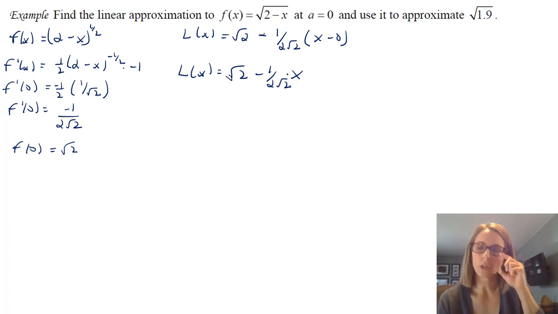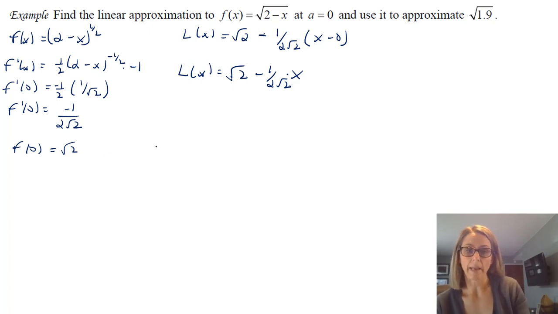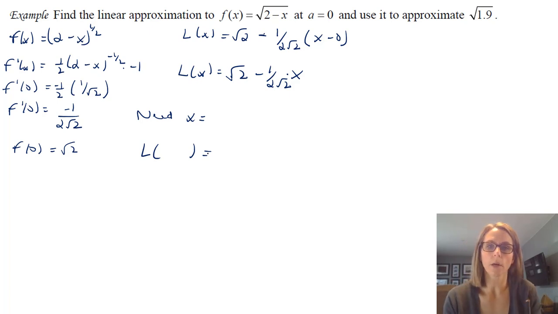And then our job is to use it to approximate the square root of 1.9. Now here is the slight difference between what we just saw and what we're seeing now. We need to think about what we want to put into this linear approximation. Because this linear approximation, you can see that when a is 0, f of x is the square root of 2.